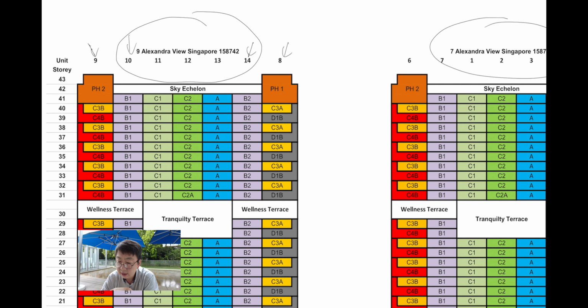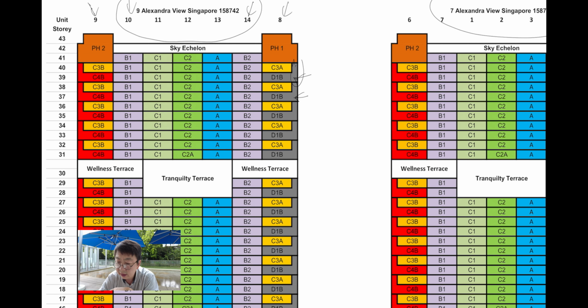Okay, you can see this gray color unit over here, and this portion represents there's a void for this unit on the lower unit. On the upper unit is a normal typical one without loft.